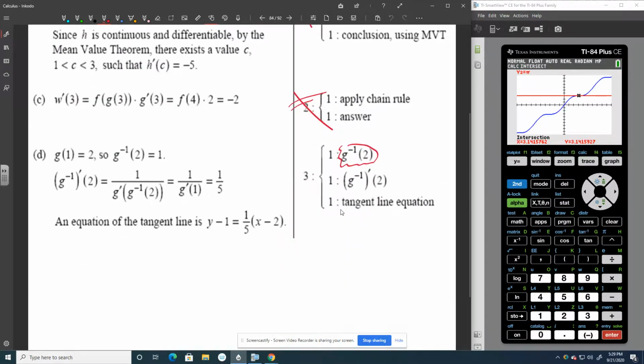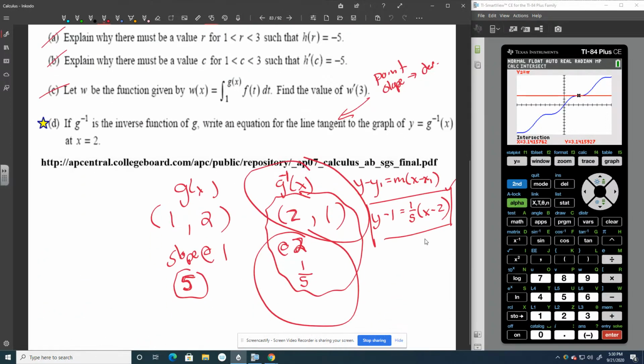And then you would have gotten a point for the tangent line equation. If you notice, they didn't simplify it either. An equation of the tangent line is y minus 1 equals 1/5 times (x minus 2), which is right where we stopped. So they would have done it the same way that we did.